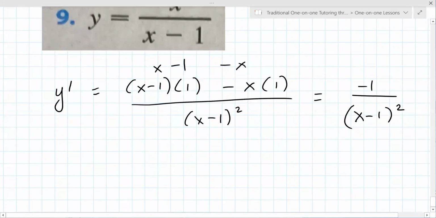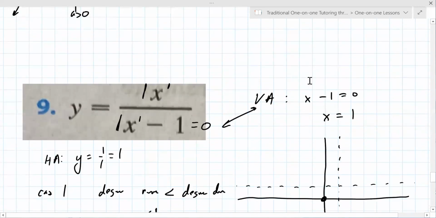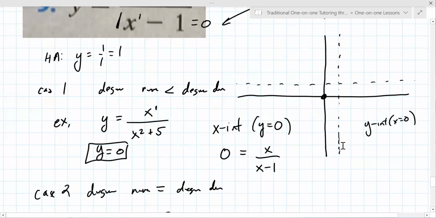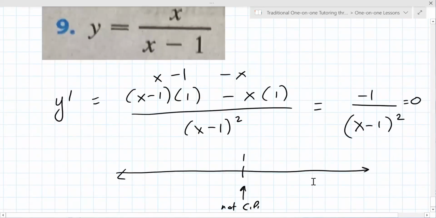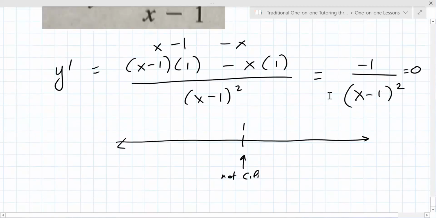Now normally you set this equal to 0. The thing is you could work on this for a while. It never equals 0, but it does have an issue at 1. So 1 is not a critical point, but it is a place where the function is not defined, because we said that back in the graph. Remember, we said it can't be 1. So you're looking for both critical points and places where the derivative is not defined. Another layer here.